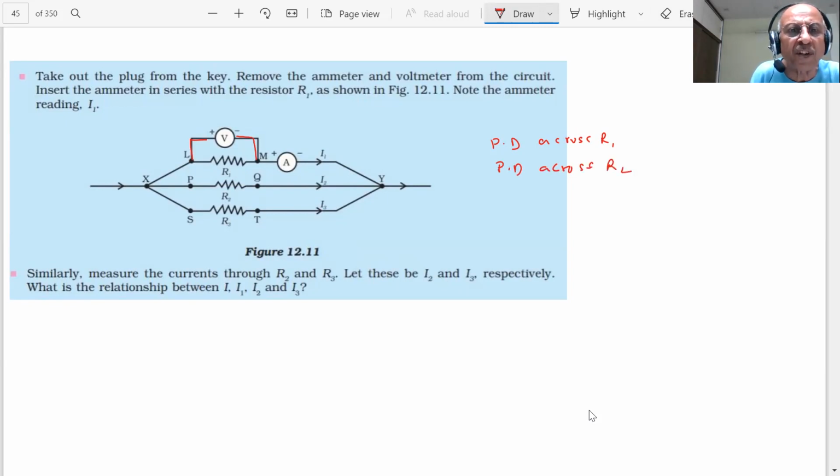Then I can find the potential difference across R2. If I remove this and join with this, okay? If I join the voltmeter here at this point, what will I get? Potential difference across R2. If I join the voltmeter here, then what will I get, students? Potential difference across R3. Can I do it? So we can measure, students, potential difference across R1, across R2, across R3.